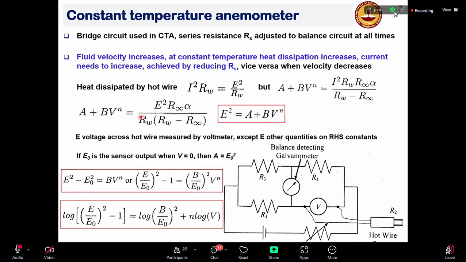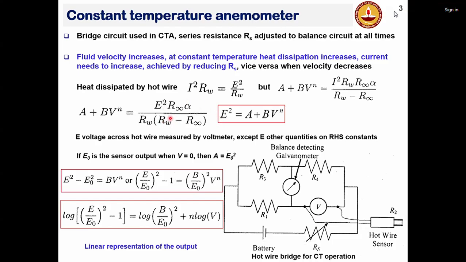Since everything else here is a constant, you can divide by A and B, and these are going to be some other constants. So you can simplify this and write that E squared is basically A plus B, which are new constants, when you divide by R infinity alpha and multiply by RW into RW minus R infinity. And so you have E squared equal to A plus B into V to the power N.